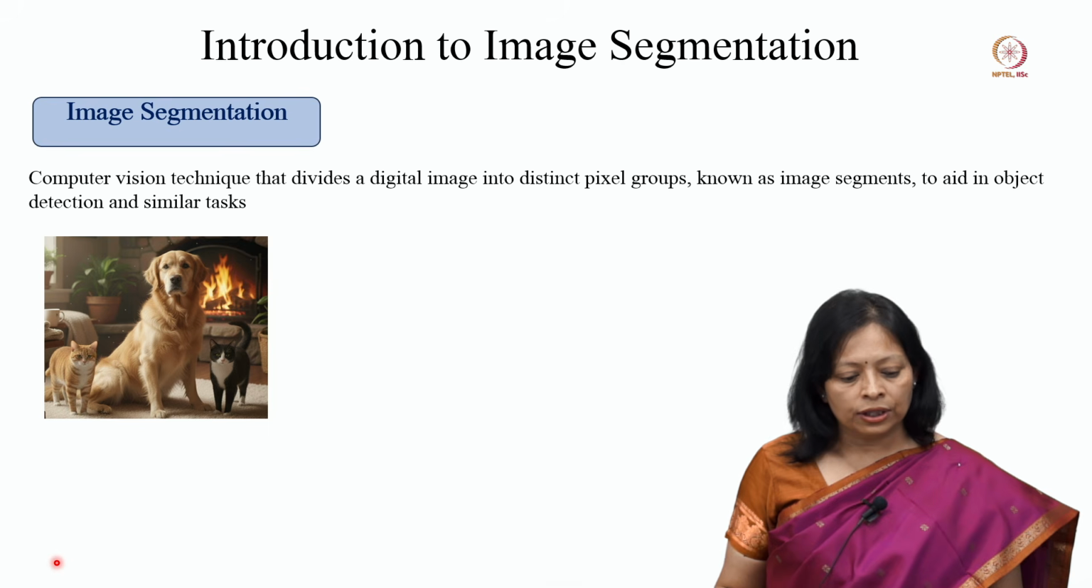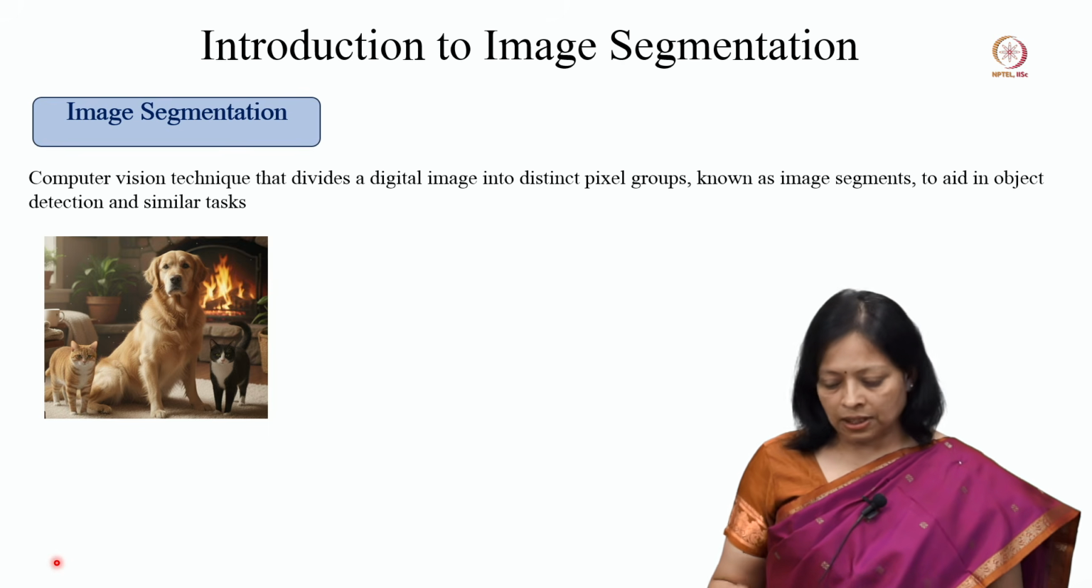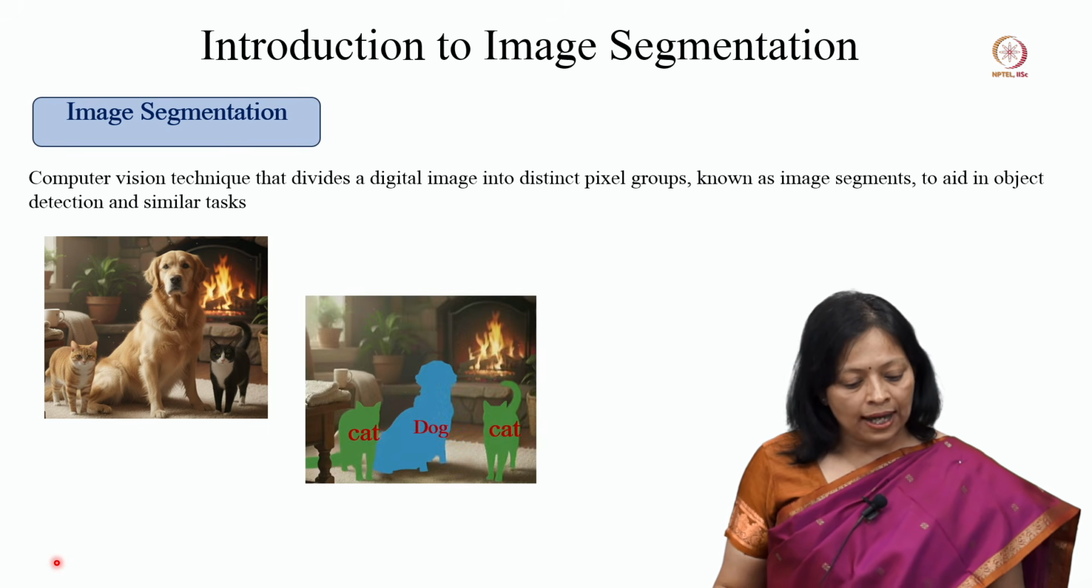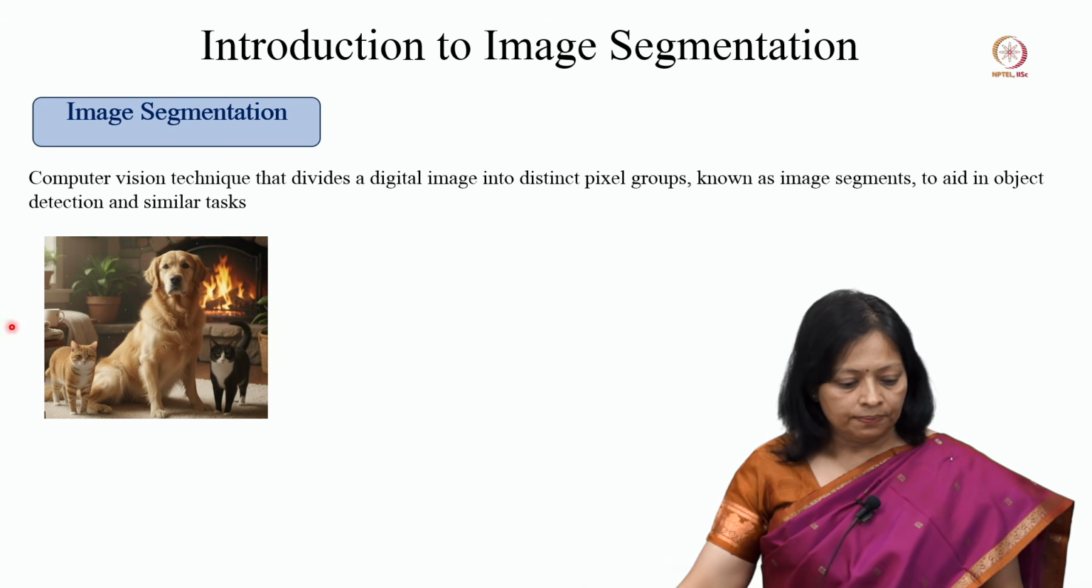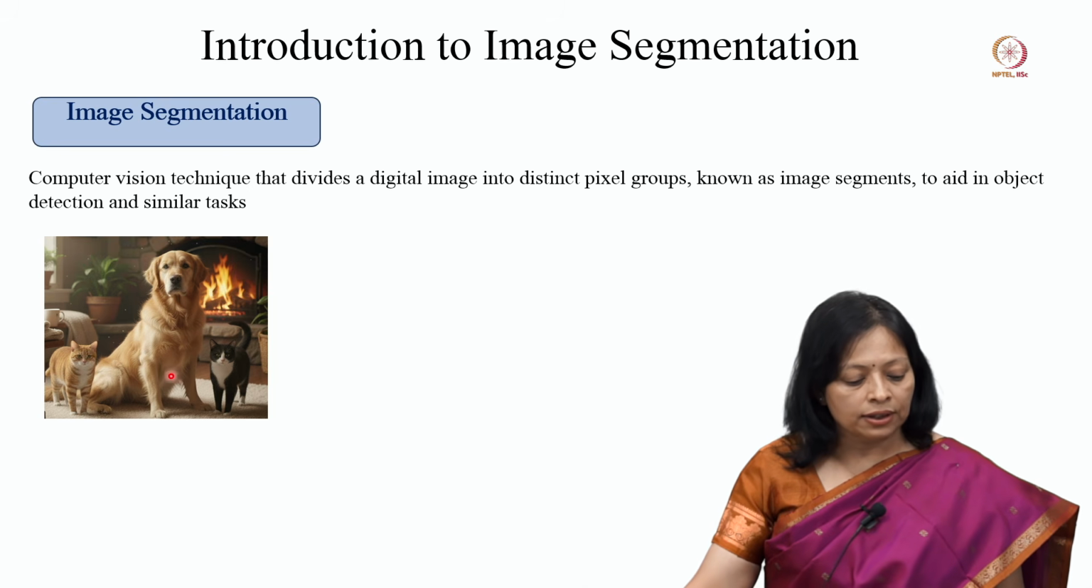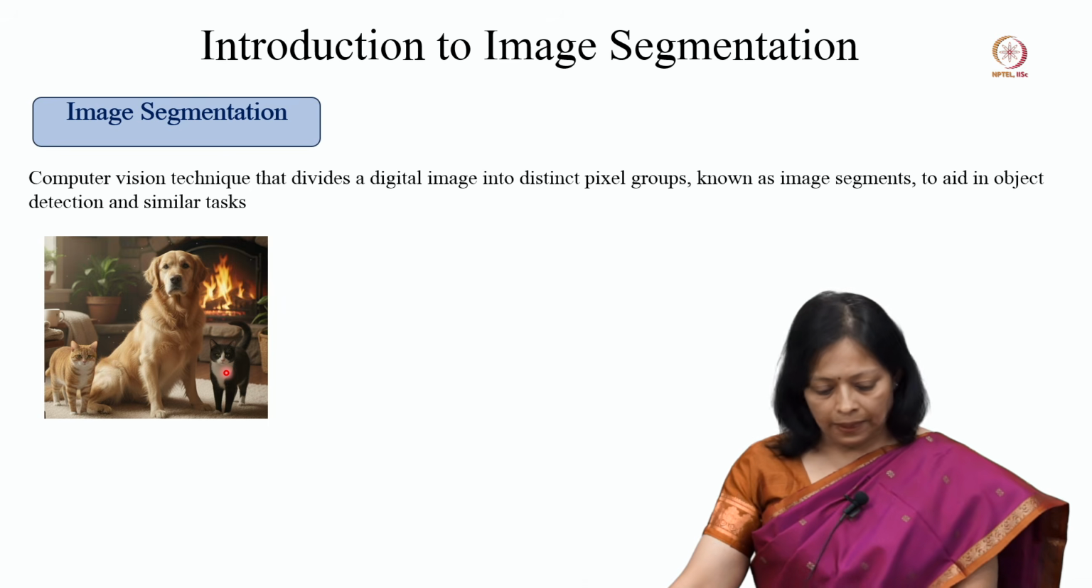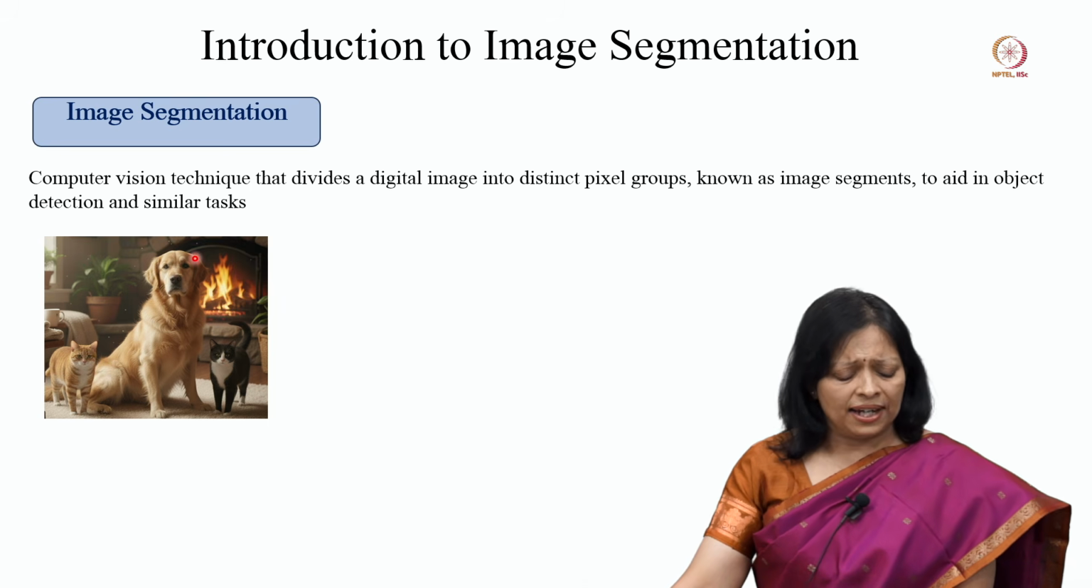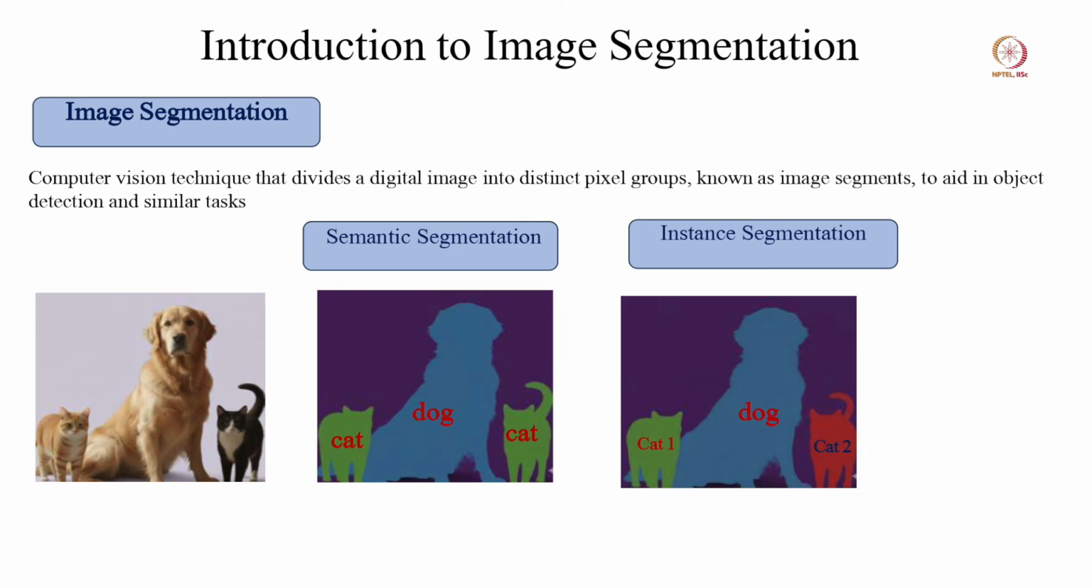We will have a look at the picture and it will become clearer. I have one picture with a dog and two cats, and there is some background. In this picture, the entire dog structure has been made blue in color, and the cats are in green color. This is called segmentation.